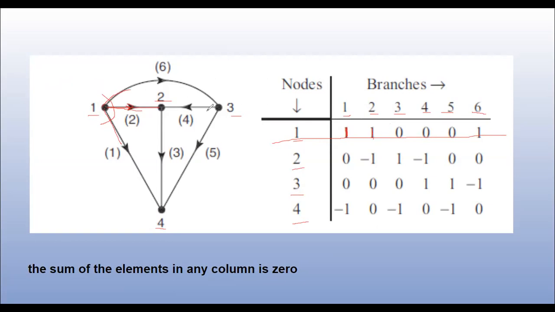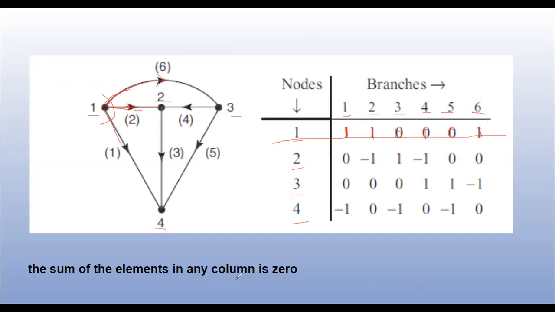Now branch number 3 is not connected to node number 1. It is not incident on node number 1. So we have 0. Similarly, 4 and 5 branch numbers are also not incident. So there also we have the element 0. Now coming to branch number 6, it is incident and it is oriented away from the node 1. That is why we have the element 1 over here.